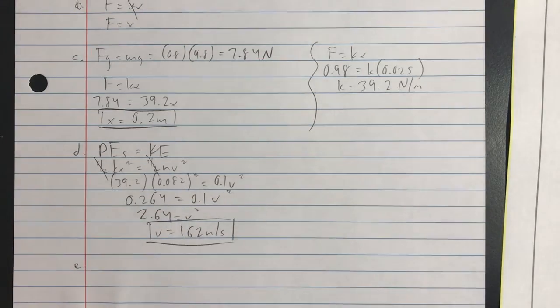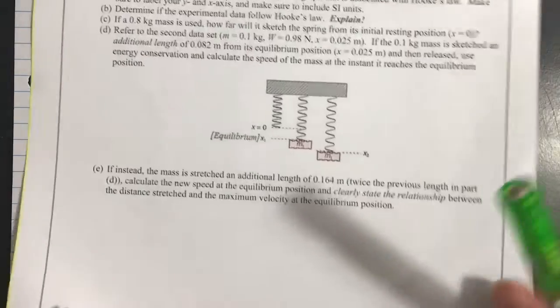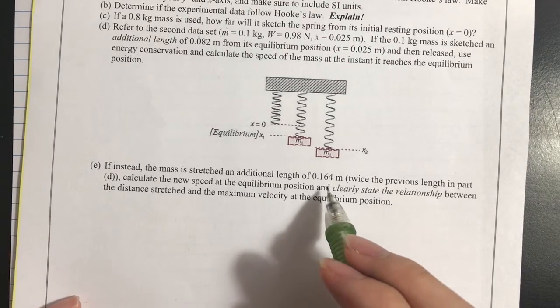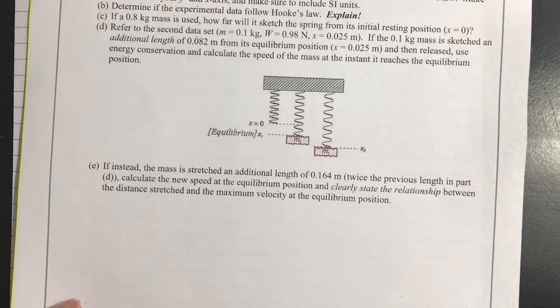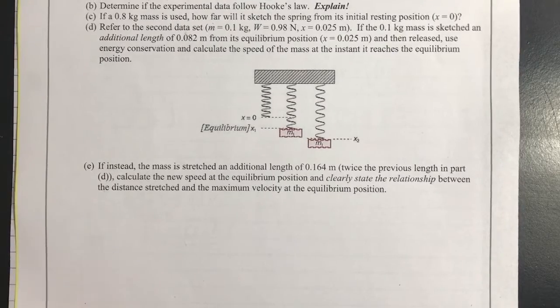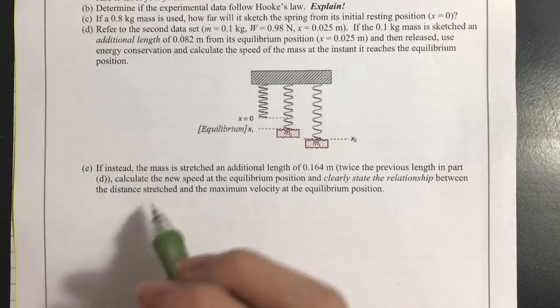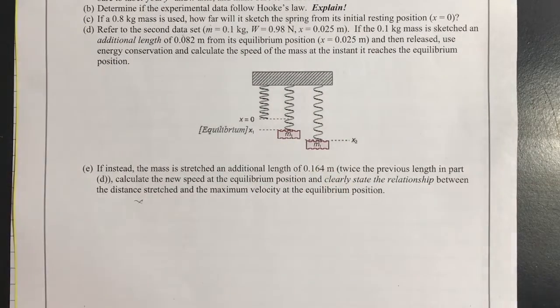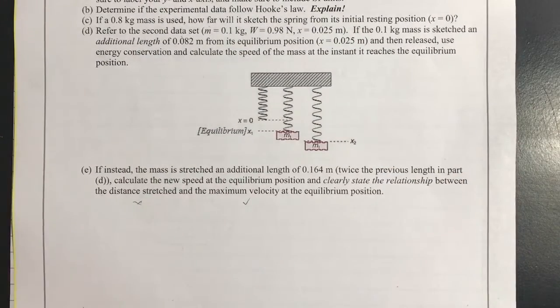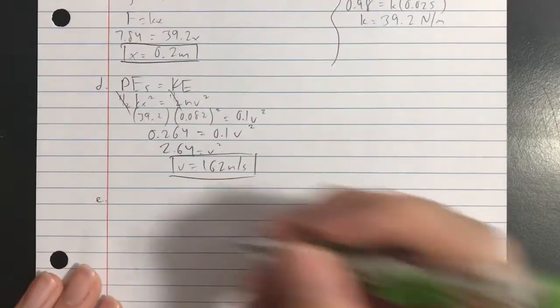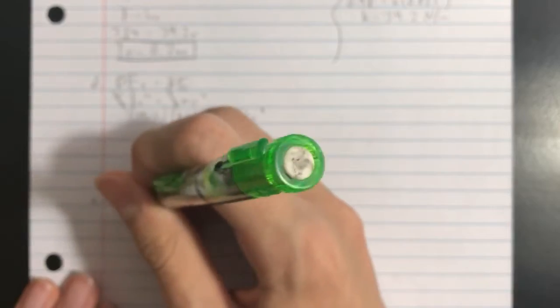Part E. Instead, the mass is stretched an additional length of 0.164 meters, twice the previous length. Calculate the new speed at the equilibrium position and clearly state the relationship between the distance stretched x and the maximum velocity v at the equilibrium position. Okay, we will do the same formula. PE spring equals KE.